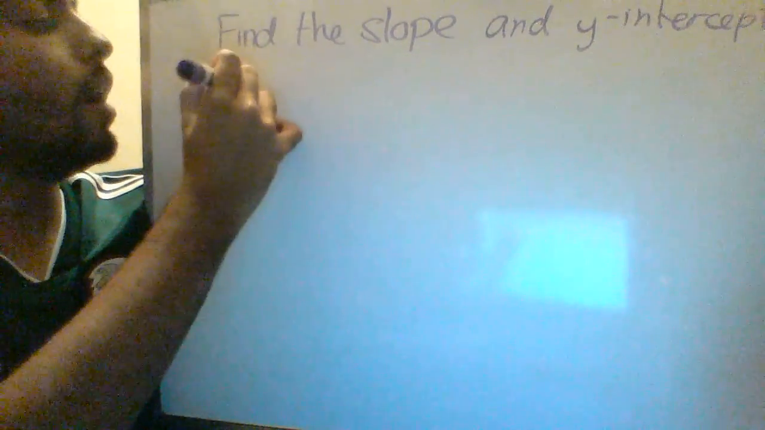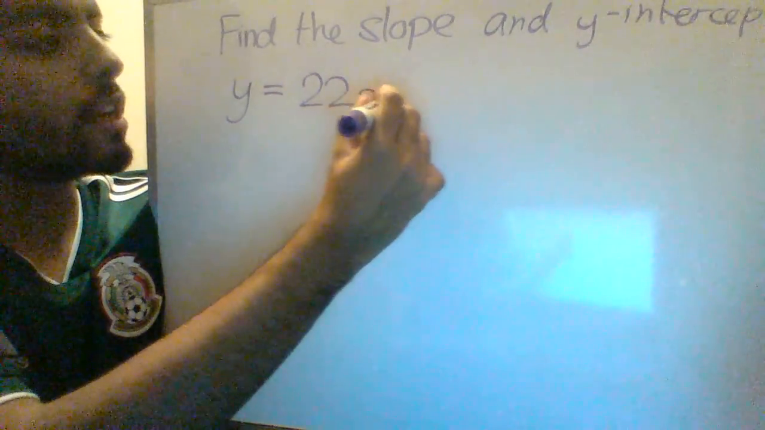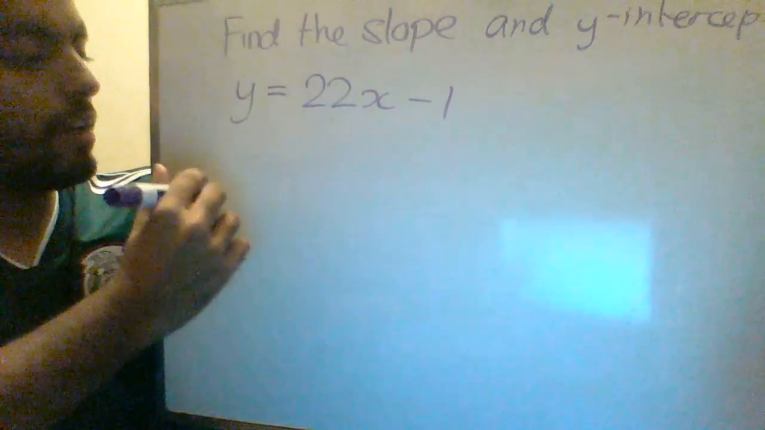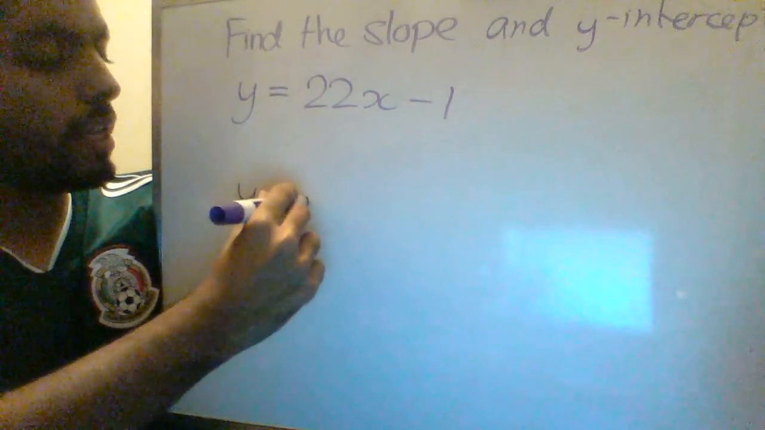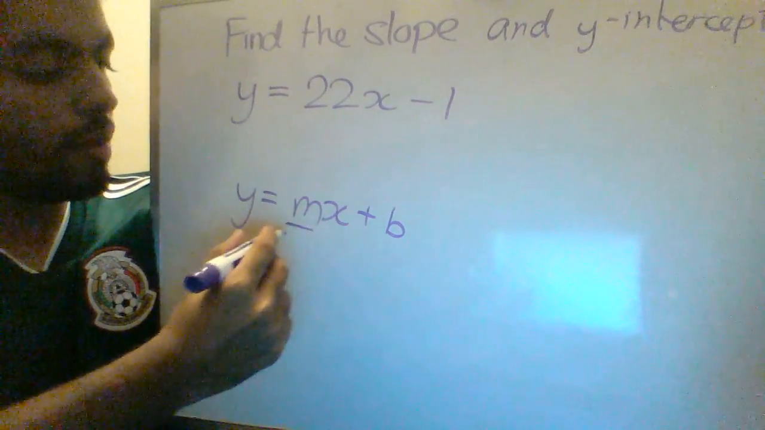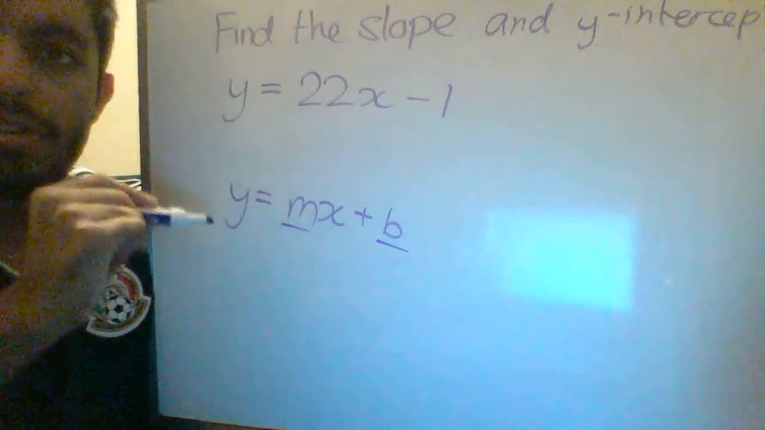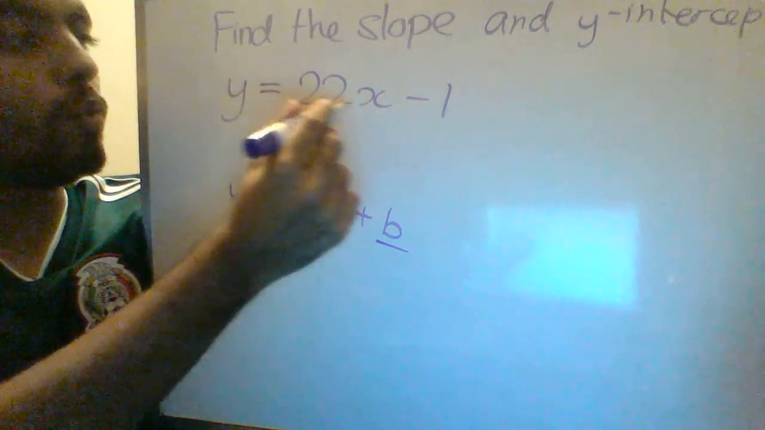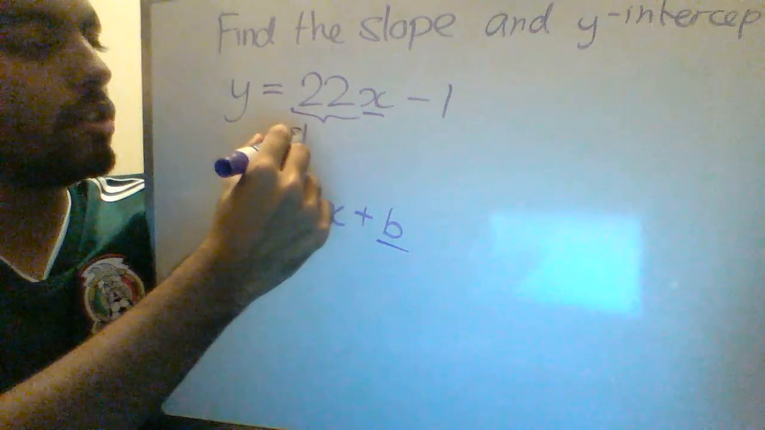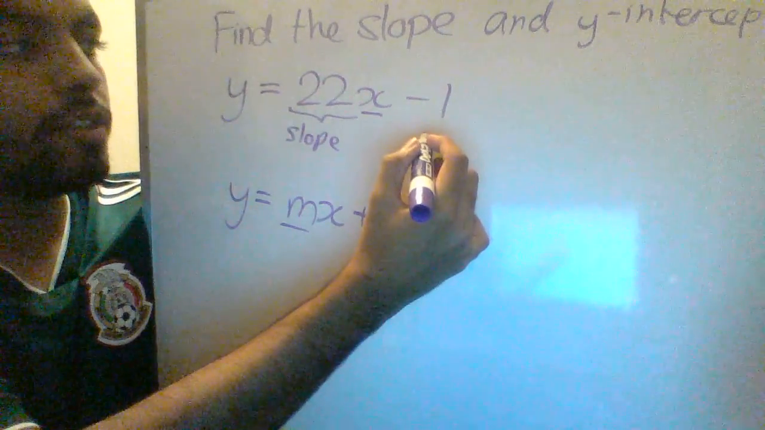Here we go. y equals 22x minus 1. Is that right? That looks right. Okay, again, same equation: y equals mx plus b. m is the slope, b is the y-intercept. Just compare the two equations. The number in front of the x is your slope, and whatever is tacked on at the end is your y-intercept.